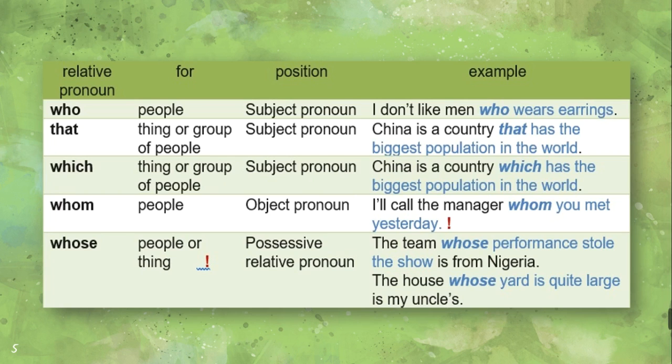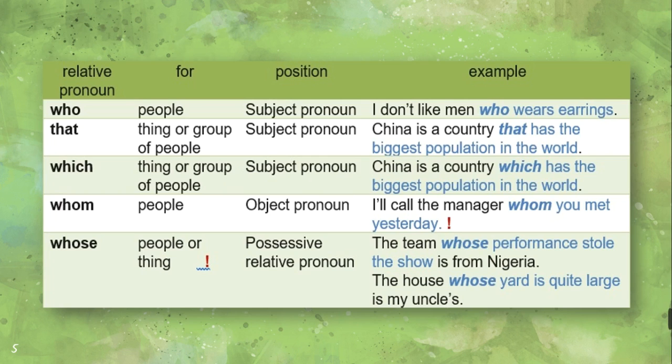And of course, these clauses are dependent as they cannot stand alone. For example, if we write that has the biggest population in the world alone, it is not acceptable, but it should be together with another clause, which is the independent one. And then the next relative pronoun is whom. Whom is only used for people, and the position is as object pronoun. Let's see the example here.